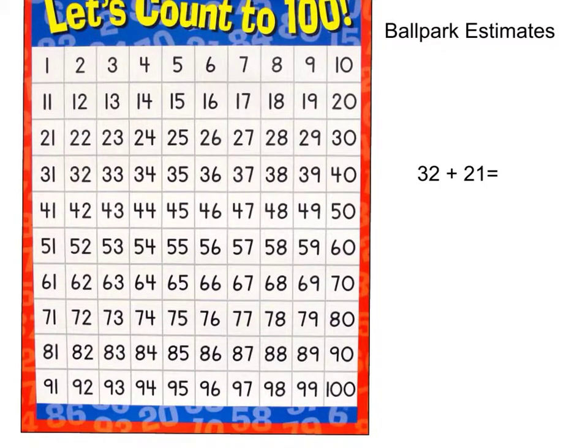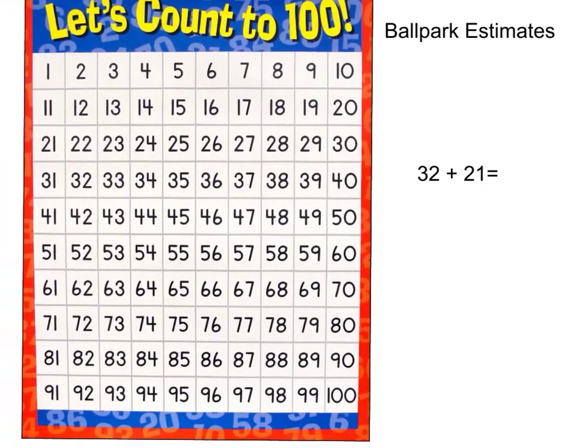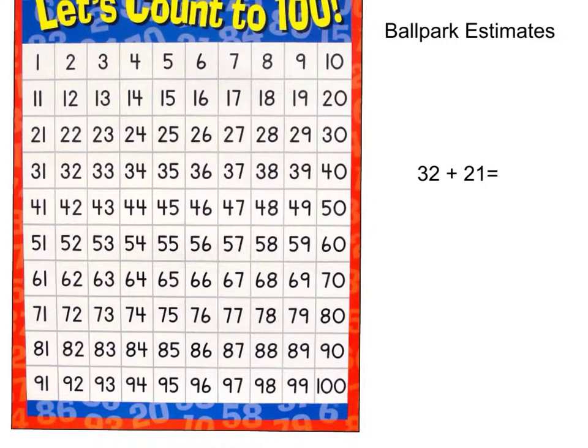Let's try finding a ballpark estimate again. So our problem is 32 plus 21. So I'm going to go to my number grid or think in my head, what two numbers counting by tens does my 32 fall between? So 32 is right here. It is 2 hops to 30, and 1, 2, 3, 4, 5, 6, 7, 8 hops to 40. So 32 would round to 30 because that's the one it's closest to.